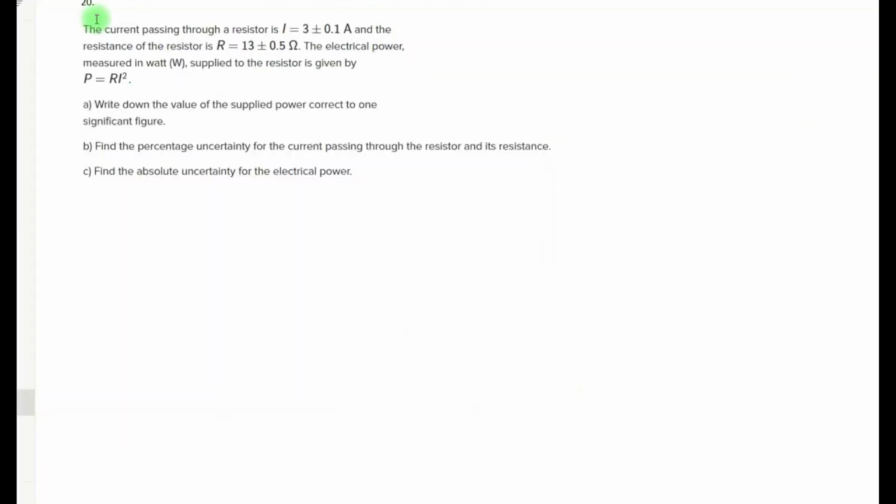So this is the last question. The formula itself is given to you, power in terms of current and resistance. Power is I squared R. The first part is to write down the value of the supplied power correct to the significant figure. We just have to use the formula, power is equal to I squared R. Current is 3 amperes multiplied by the resistance, which is 13 ohms. If we solve for this, we will get 117 watts. Now what is the unit of power? So that was the answer to part A.